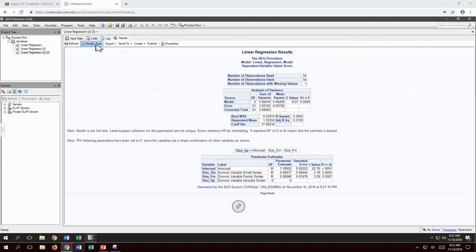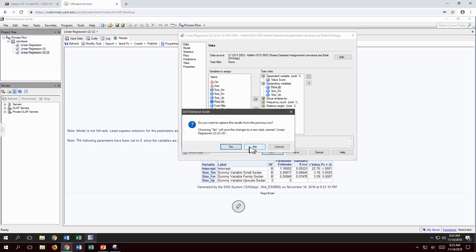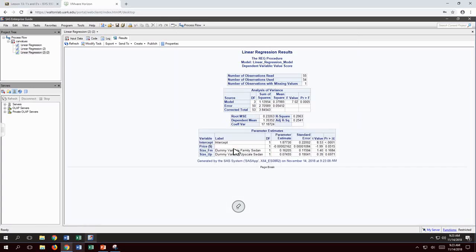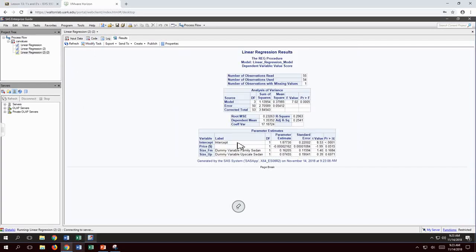So let's say we added, and actually we'll go back and modify the task. We're going to kick out small, so it fits. We're going to add in price. Let's not do price, because that is bad. Let's do something that's meaningful. Cost per mile? Sure. Great, cost per mile. So, regression equation.